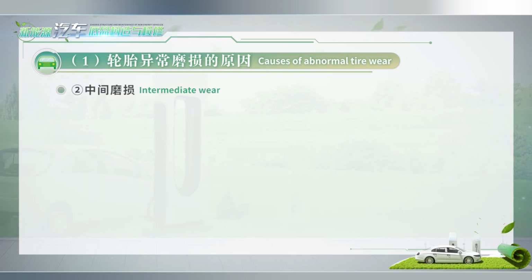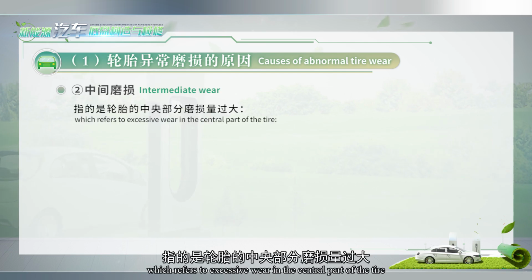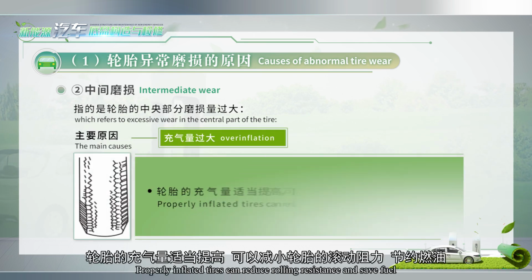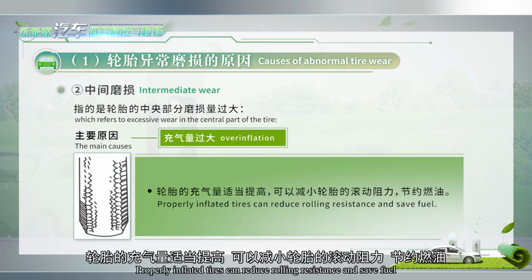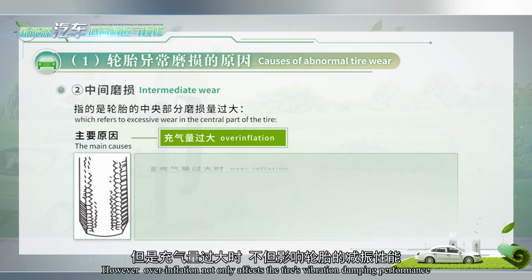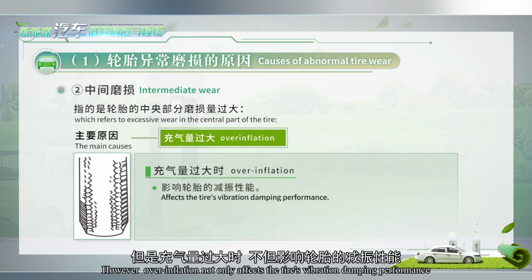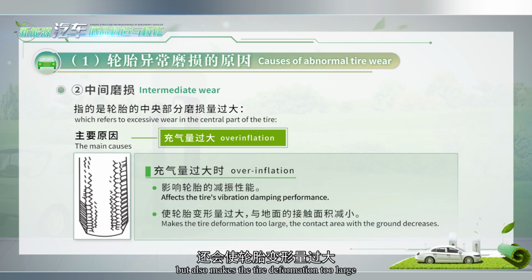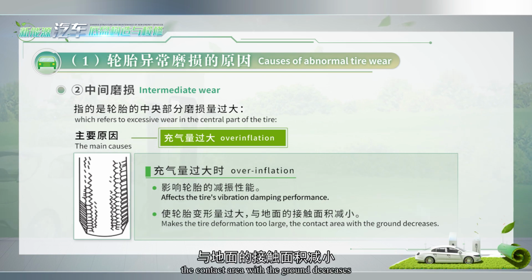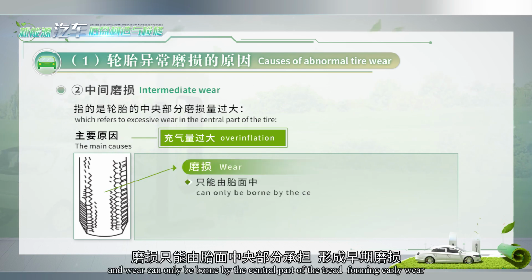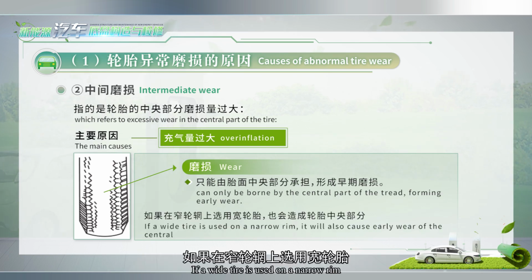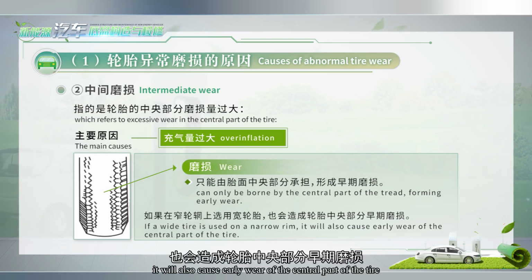Intermediate wear, which refers to excessive wear in the central part of the tire. The main cause is overinflation. Properly inflated tires can reduce rolling resistance and save fuel. However, overinflation not only affects the tire's vibration damping performance, but also makes the tire deformation too large. The contact area with the ground decreases, and wear can only be borne by the central part of the tread, forming early wear. If a wide tire is used on a narrow rim, it will also cause early wear of the central part of the tire.